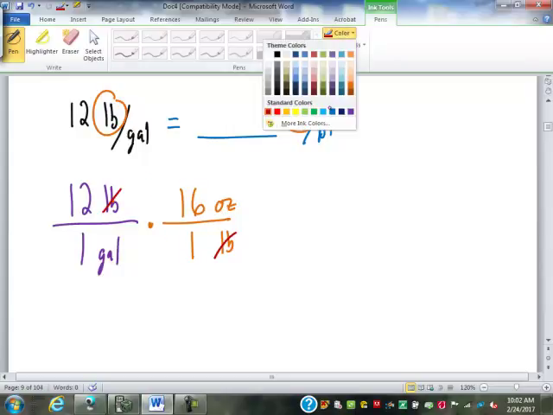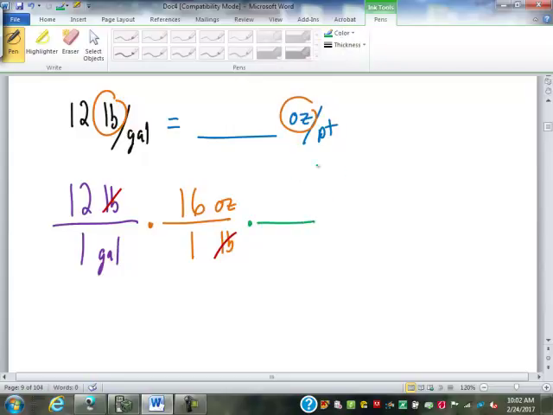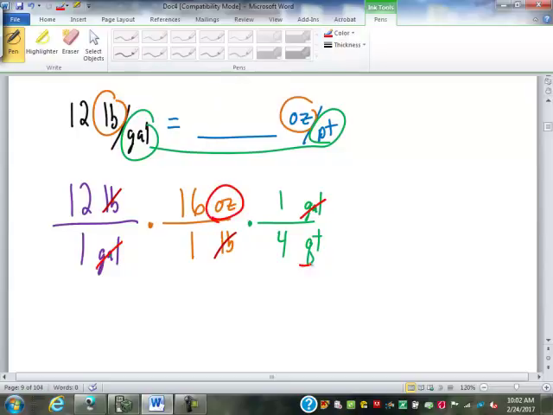Now I have to get rid of the gallons. The gallons are on bottom here, so to cancel them out, I have to go on top here. I'm converting gallons into pints. We don't have a direct conversion from gallons to pints, but we do have a direct conversion from gallons to quarts. So I'm going to say 1 gallon is 4 quarts. The gallons cancel out. But now I have ounces on top and quarts on bottom. That would give me ounces per quart. I don't want ounces per quart. I want ounces per pint.